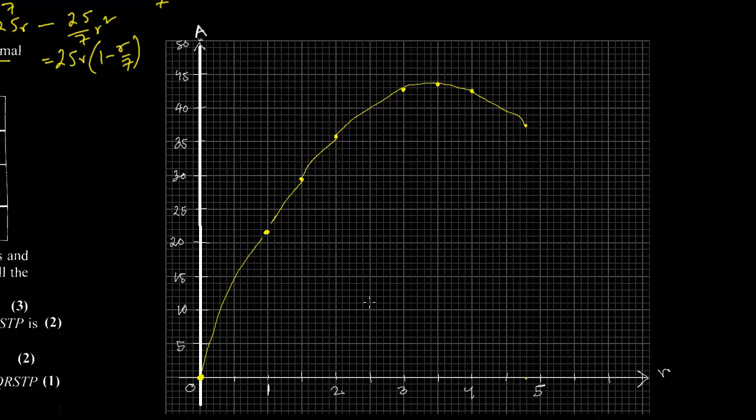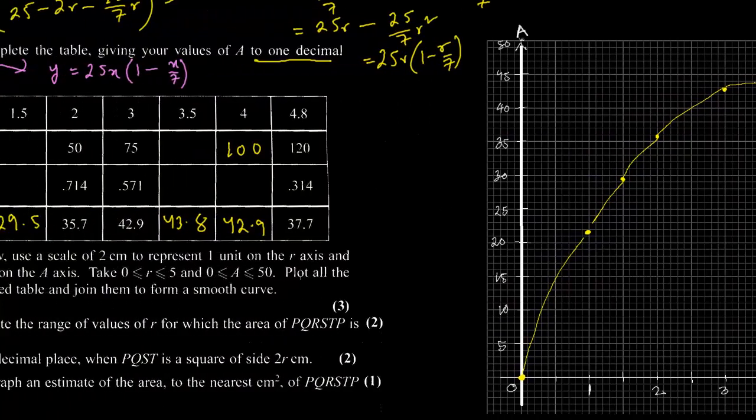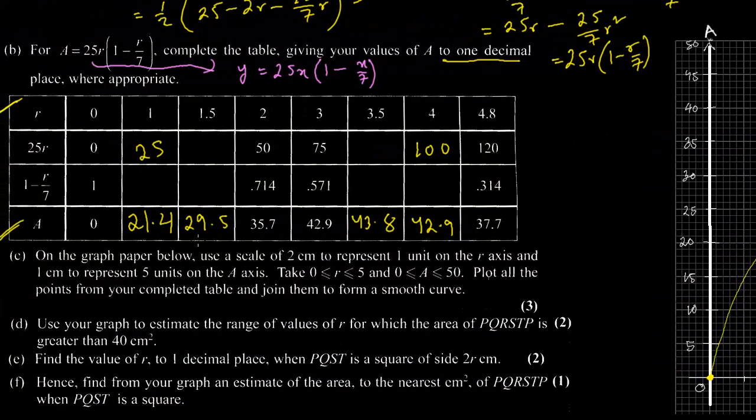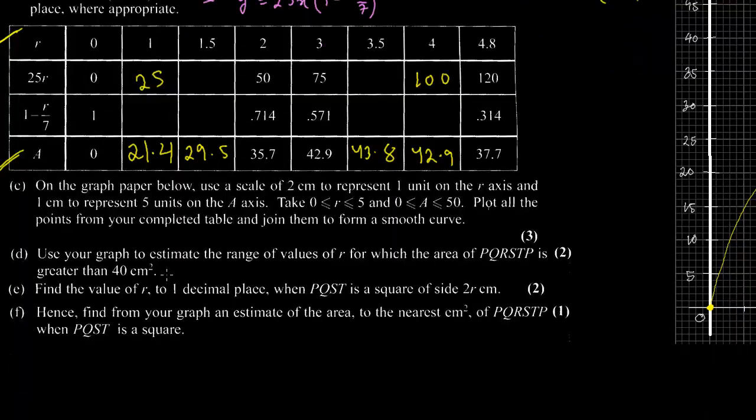So that's part of the curve that they gave us. So let's write question number C. Question number C, done in graph. Question number D. Now we have to use the graph.